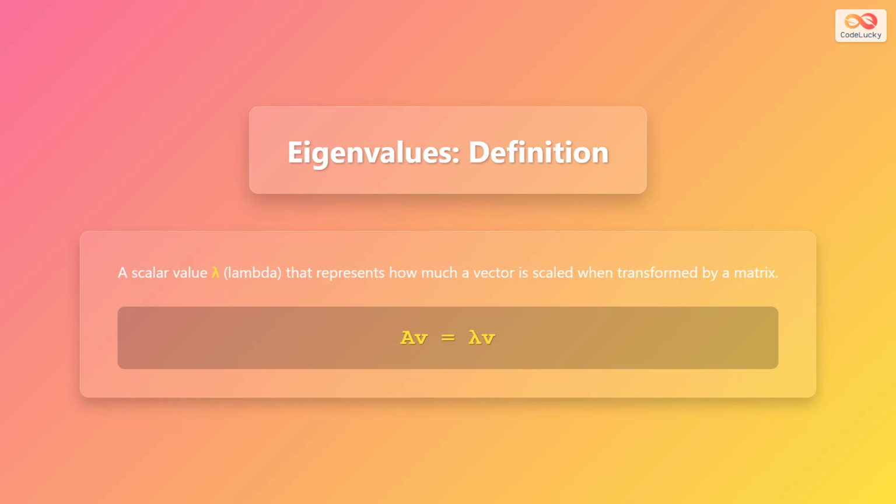An eigenvalue, denoted by the Greek letter lambda, is a scalar value that represents how much an eigenvector is scaled when transformed by a matrix. It tells us how the magnitude of the eigenvector changes during a linear transformation. This relationship is mathematically expressed as Av = λv.